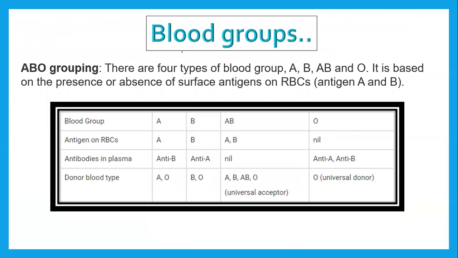Blood groups. Very important topic. You all know one MCQ question is guaranteed from this topic of blood grouping, that is ABO blood grouping and RH blood grouping. Two different kinds of blood grouping are seen. First, we are going to discuss the ABO blood grouping.